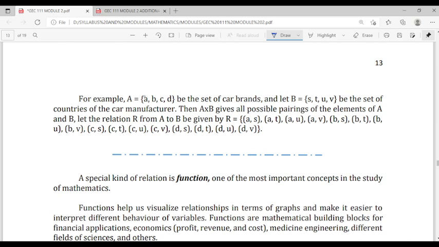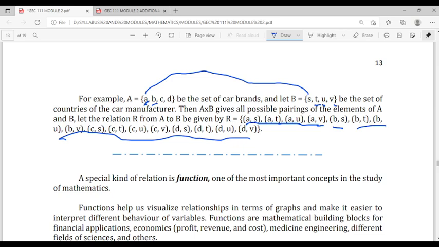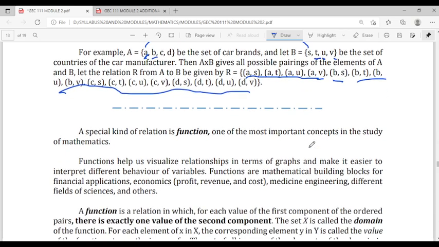So, parang ginawa natin, we distribute the elements of A to the elements of B. So, pair natin siya sa AS, and then AT, AU, AV. So, ito yon. After that, we have BS, BT, BU, and BV. Isa-isahin lang natin until matapos lahat ng element ng A to B. So that is the relation.